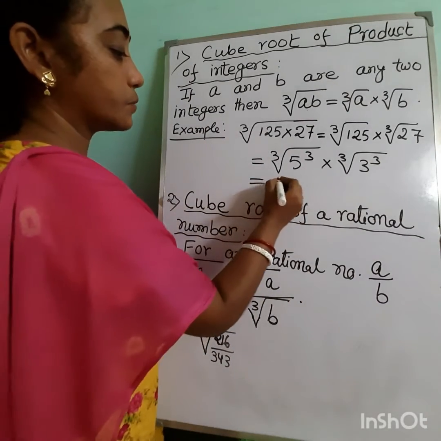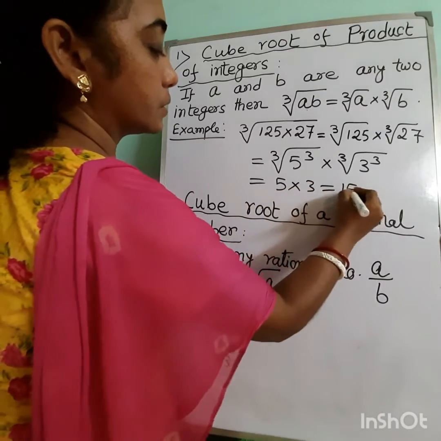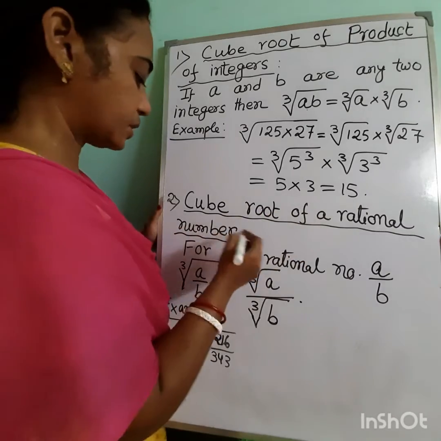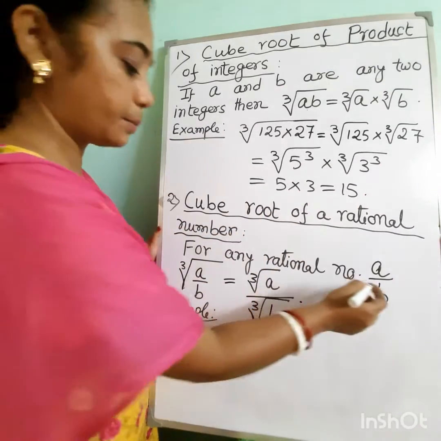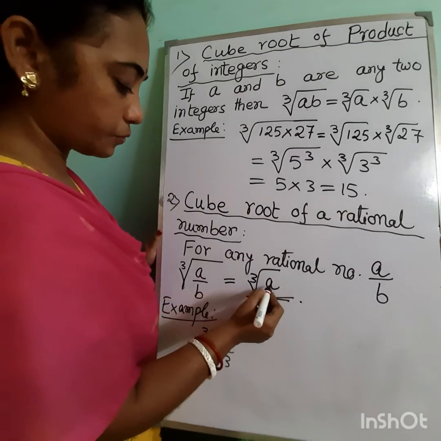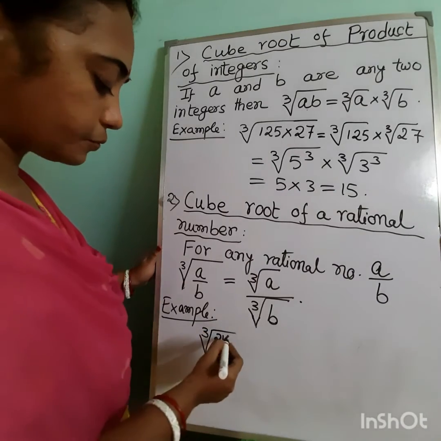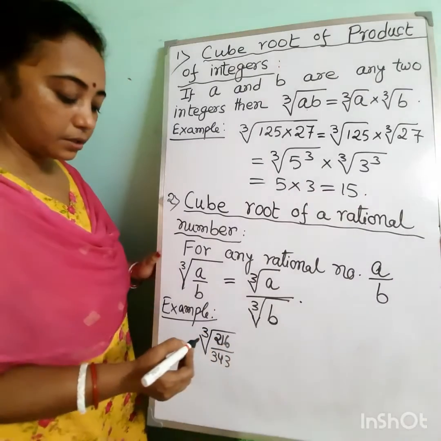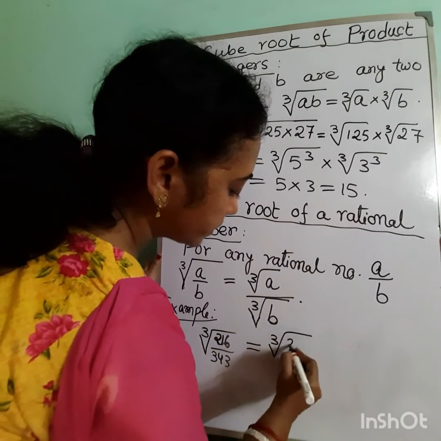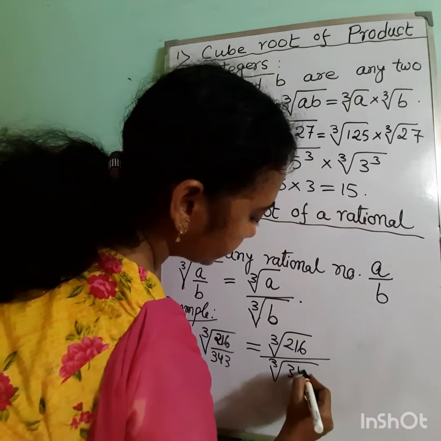So this becomes 5 multiplied by 3, that means 15. Now the second important property is the cube root of a rational number. For any rational number a by b, the cube root of a by b is equal to the cube root of a divided by the cube root of b. For example, the cube root of 216 by 343 is equal to the cube root of 216 by the cube root of 343.